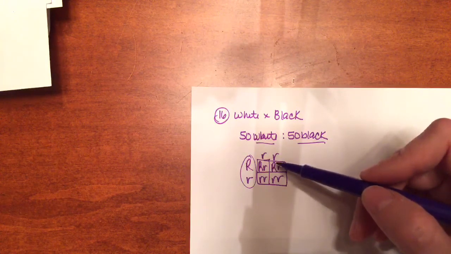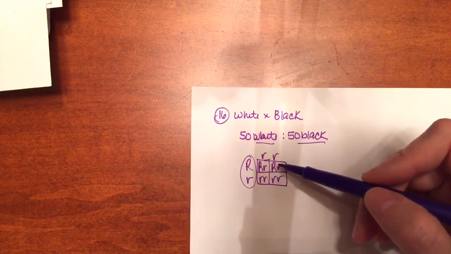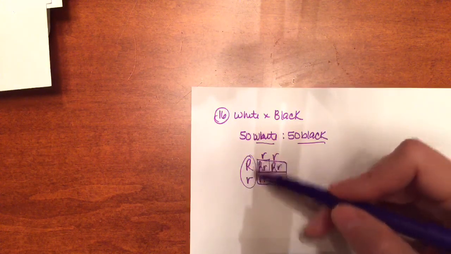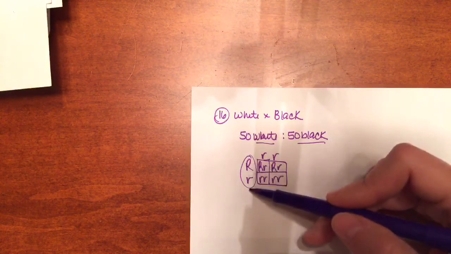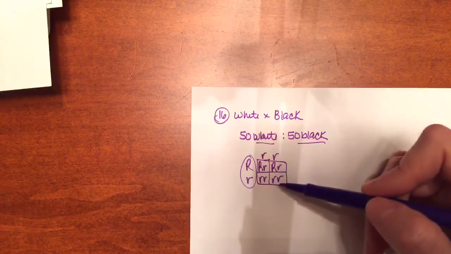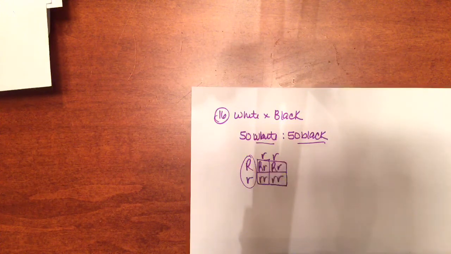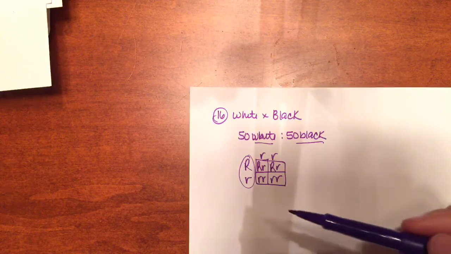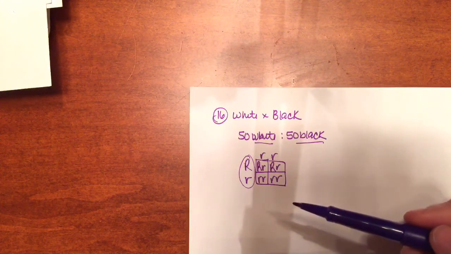So number 18, 17 was no, you can't tell which one. 18, are both parents homozygous? And that is no. One parent has to be heterozygous and one is homozygous recessive in order to get that 50-50 ratio. If both parents were homozygous, all the kids would have the same genotype and phenotype.